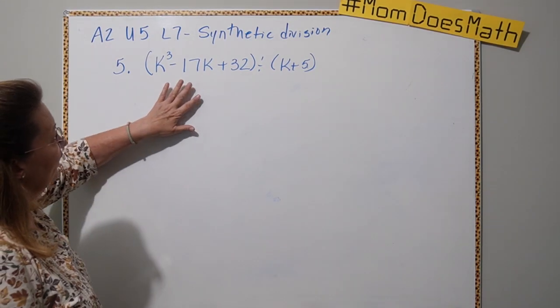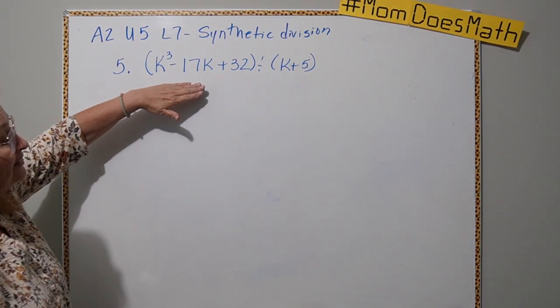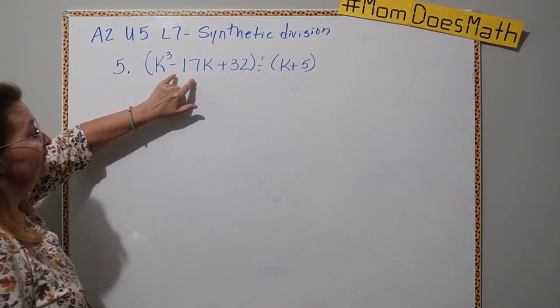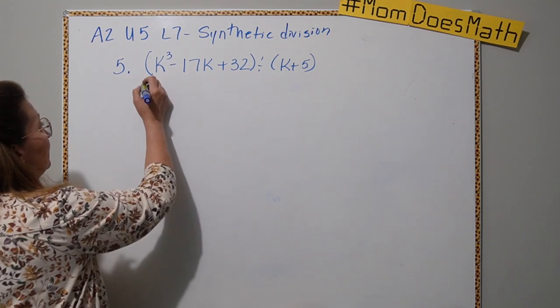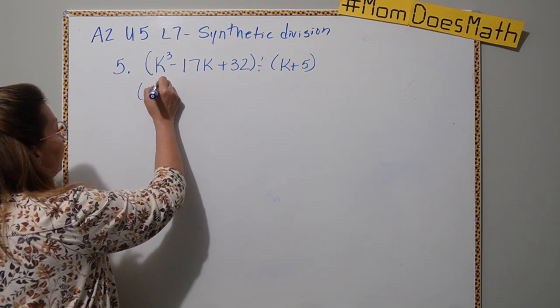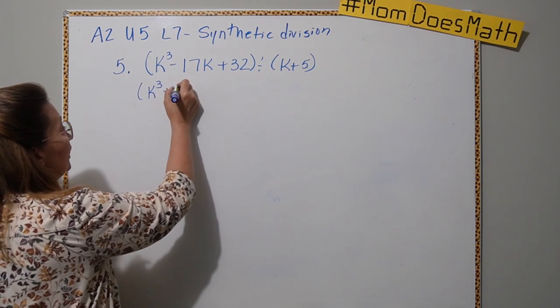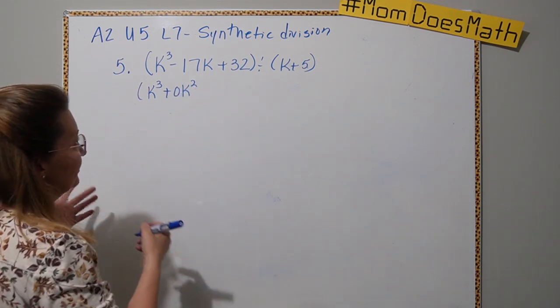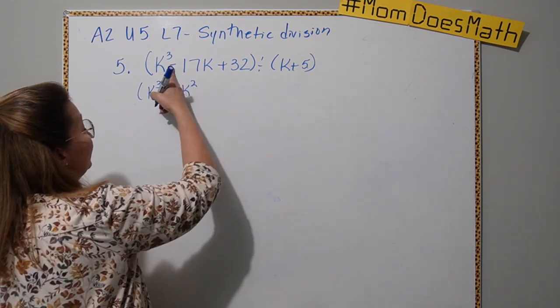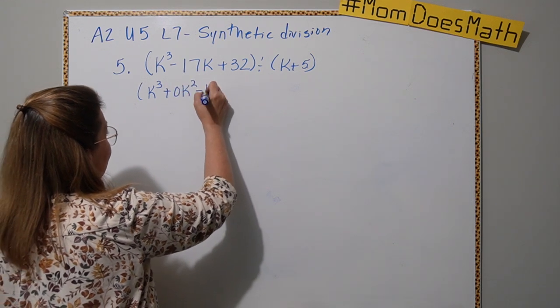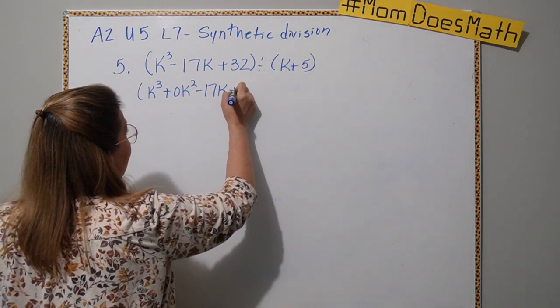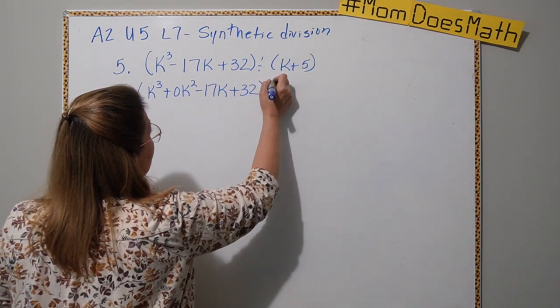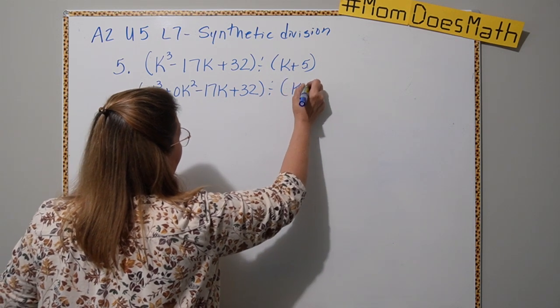Okay, for number 5, I look, and this time I am missing a power. I do not have a k to the 2nd term, so I'm going to come over here and put my placeholder, just like we did in long division. You just put a 0k to the 2nd. Remember, the minus sign belongs to the 17, so it stays with it. And then 32 divided by k plus 5.